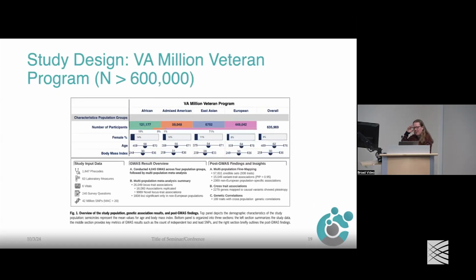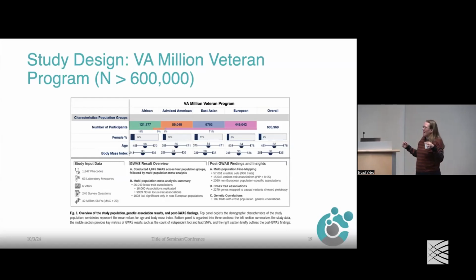And this particular analysis is important because the entire spectrum of diversity within the United States, I would say, could be better represented in the sample from the Veterans Program. Overall, the number of people contributing to this analysis is 635,969. It's just so cool to see this.